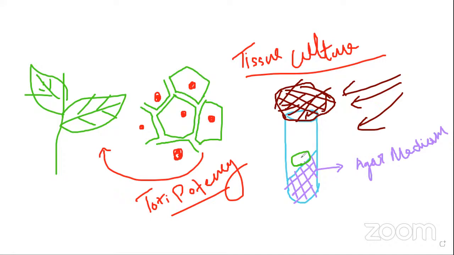As a result, numerous cells form inside the test tube. This mass of cells is called callus. Callus is undifferentiated, and all the cells are uniform in size.